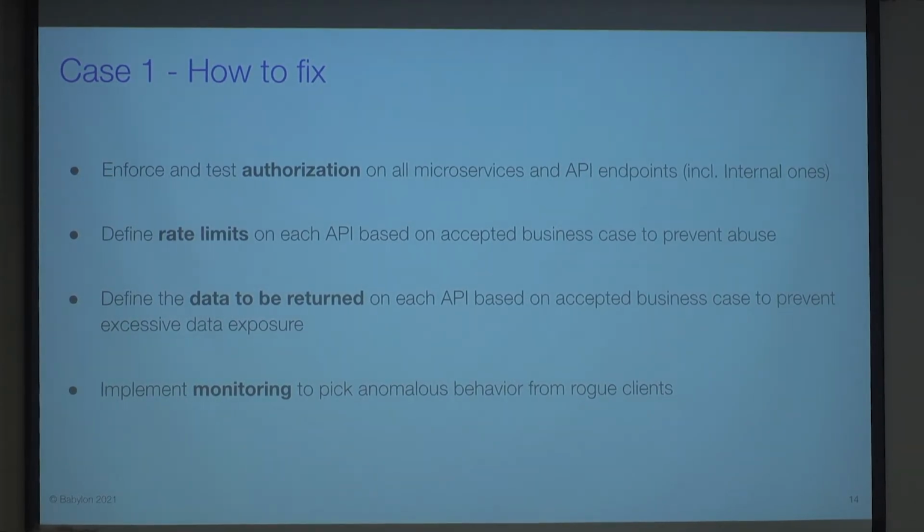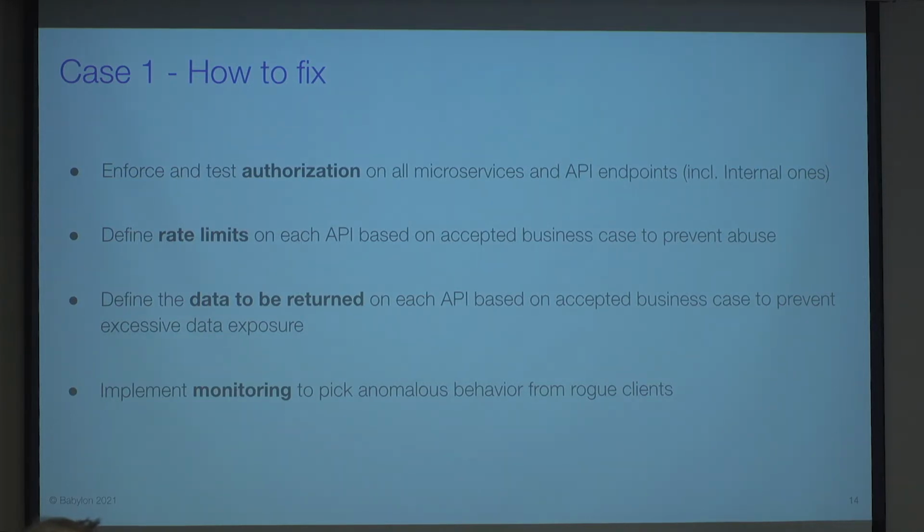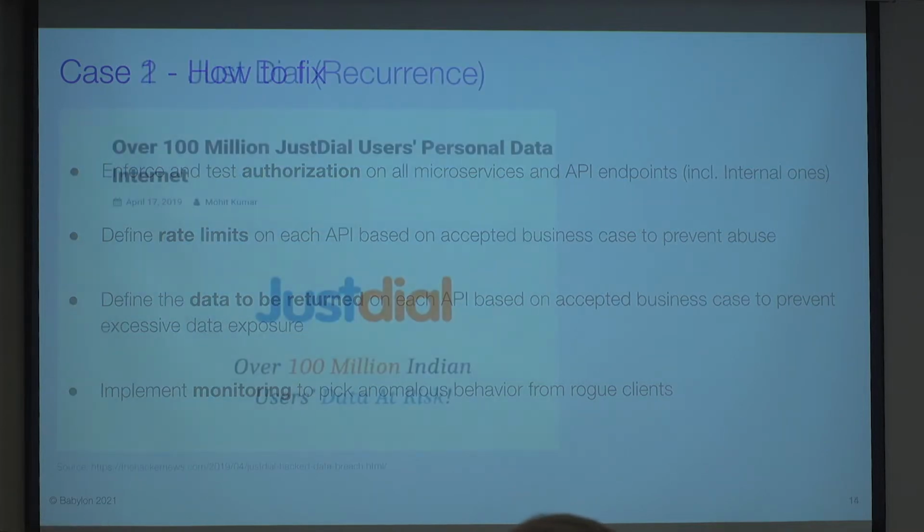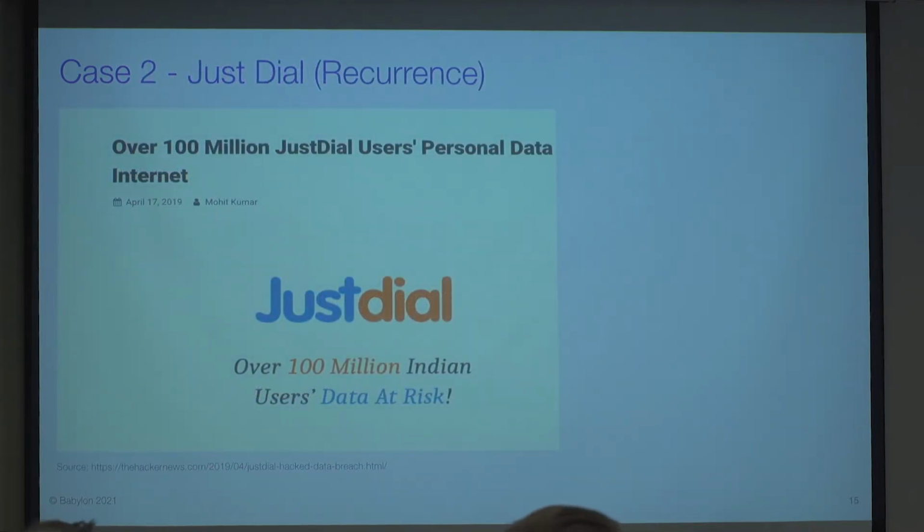So it's probably easier to monitor for anomalies, understand what the behavior is for an API, and then baseline it based on that. And then define the data to be returned. Again, a very critical point that ties back to the use case. If your use case is to serve the name, just serve that, right? You don't have to send everything to the client and believe that the client will filter it for you, because there are going to be attackers who can attack you from a different vector and get that data. And implement monitoring. I think that's going to be across the board.